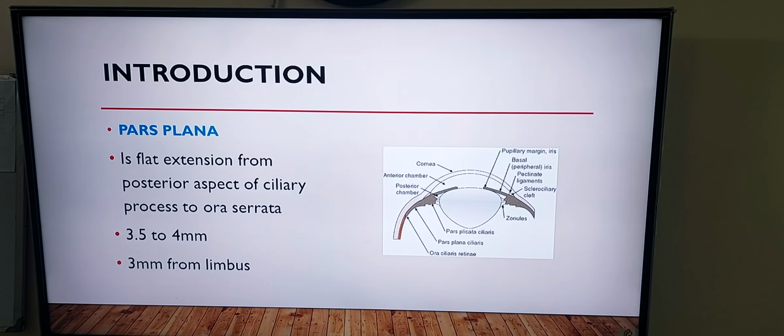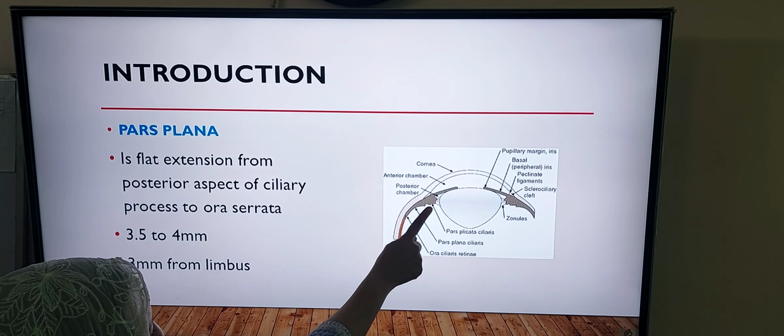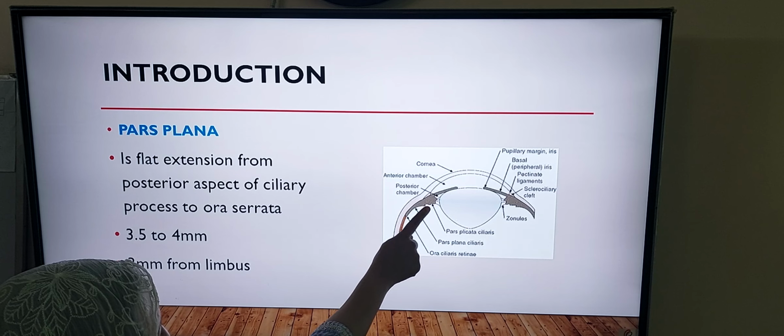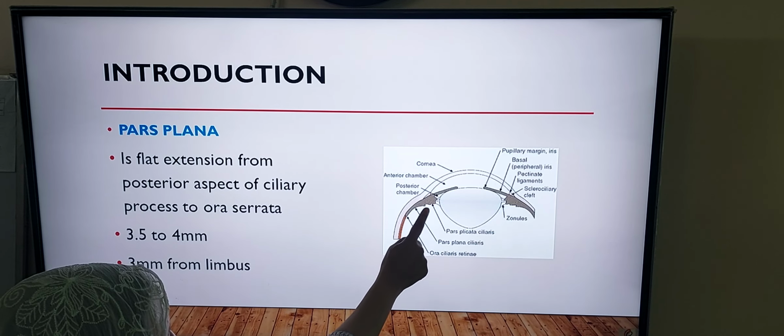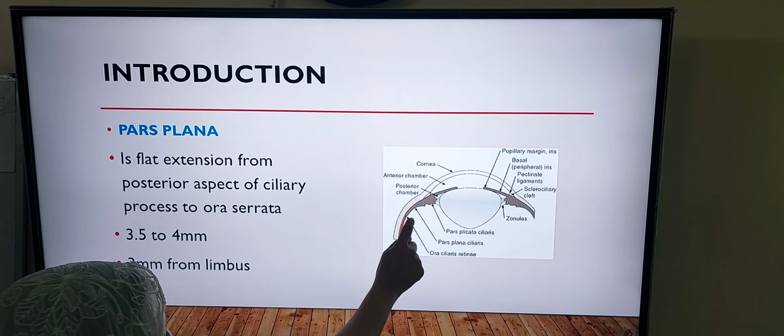What is the pars plana? It is a flat extension from the posterior aspect of the ciliary process to the ora serrata. Its length is about 3.5 to 4 millimeters, and it is 3 millimeters from the limbus. If you appreciate, this is the pars plicata, which has finger-like nodules, and this is the pars plana, which is behind this. And this area is called the pars plana.